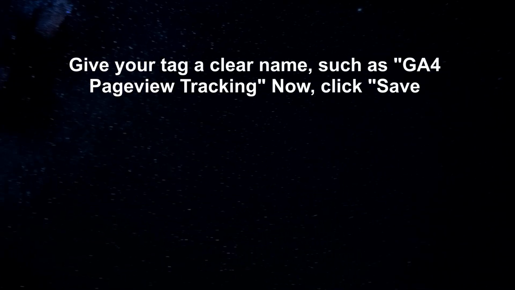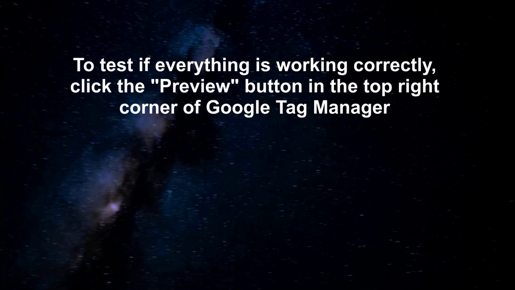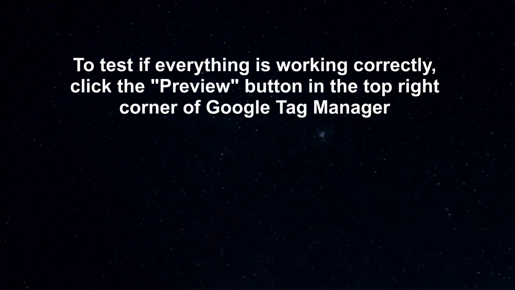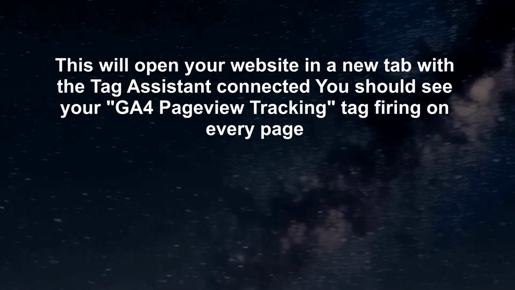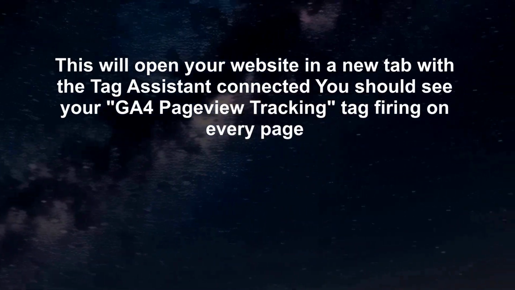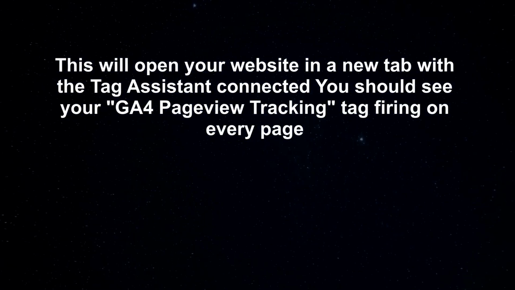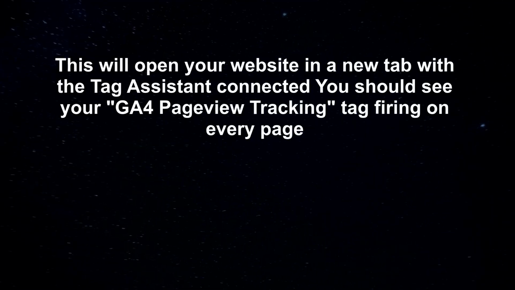Now, click Save. To test if everything is working correctly, click the Preview button in the top right corner of Google Tag Manager. This will open your website in a new tab with the Tag Assistant connected. You should see your GA for page view tracking tag firing on every page.